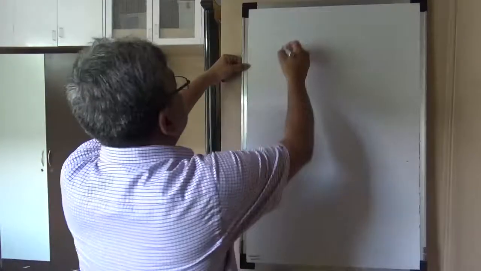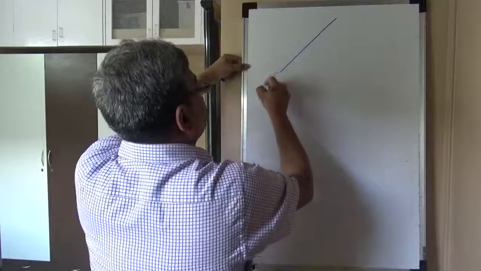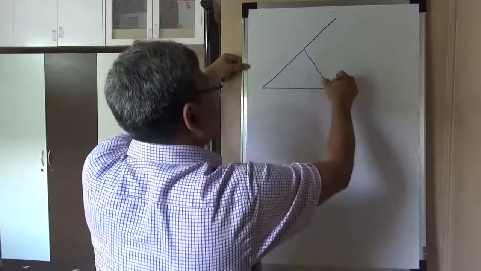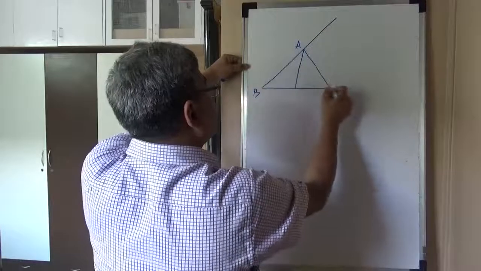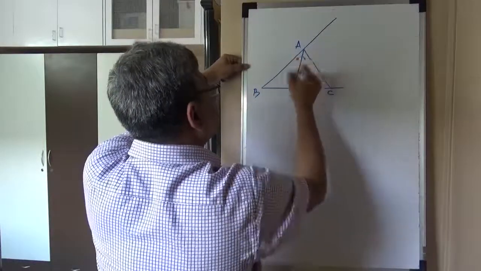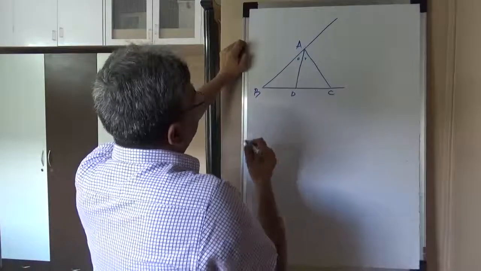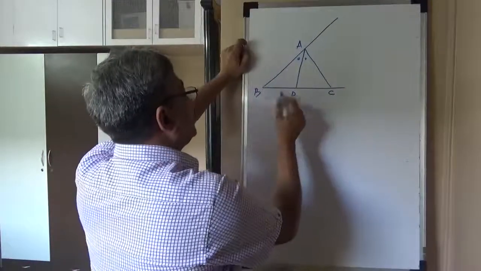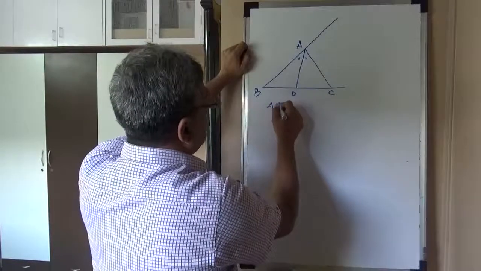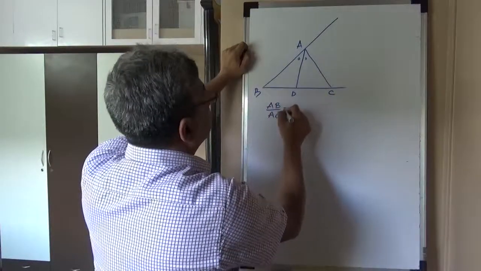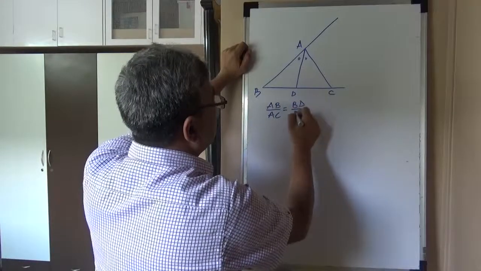The fourth thing is, if we happen to draw angle bisector of angle A, it intersects in D, then angle bisector theorem says in triangle ABC, if you draw angle bisector AD, then AB upon AC is equal to BD upon DC.